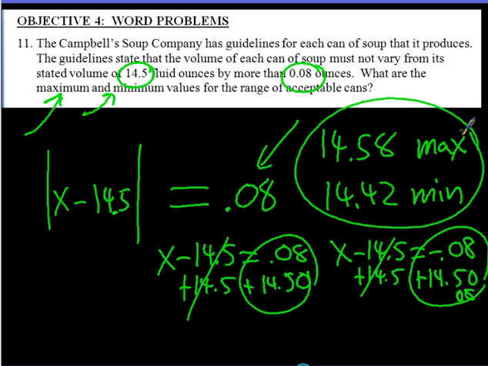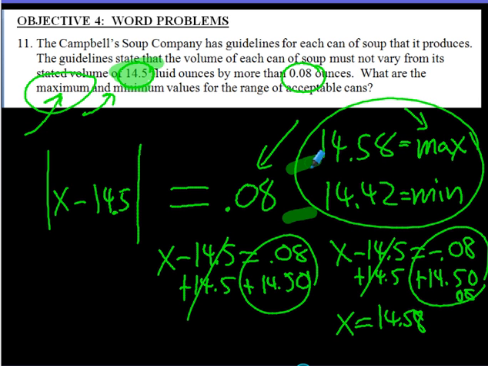Identify, right? Don't just write somewhere on your page x equals 14.58. It asks for the maximum and minimum values. So you have to identify them and say the maximum value is. Does it make sense? Well, I've got to be really close to this number, 14.5, and those numbers are both very close to it. They can't vary by very much.